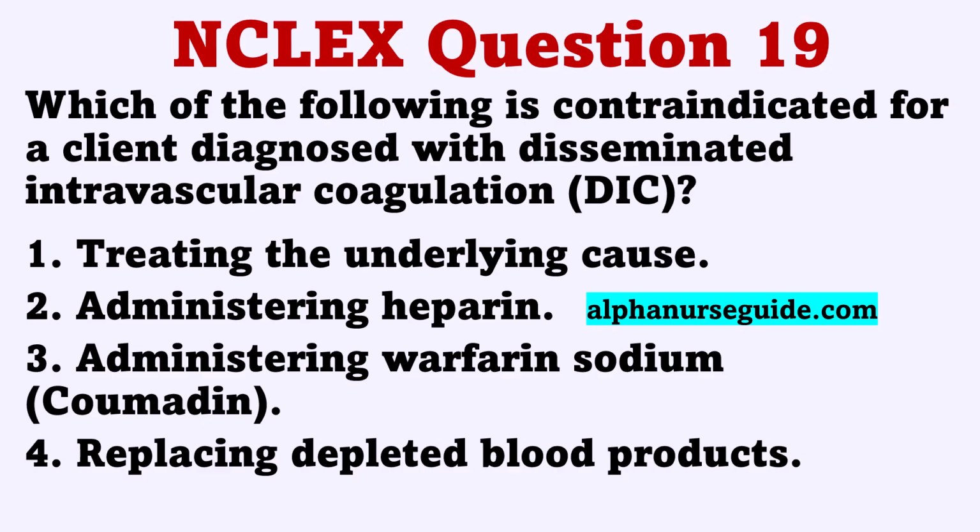Which of the following is contraindicated for a client diagnosed with disseminated intravascular coagulation? 1. Treating the underlying cause. 2. Administering heparin. 3. Administering warfarin sodium. 4. Replacing depleted blood products. The correct answer is 3. Disseminated intravascular coagulation has not been found to respond to oral anticoagulants, such as warfarin sodium. Treatments for disseminated intravascular coagulation are controversial, but include treating the underlying cause, administering heparin, and replacing depleted blood products.